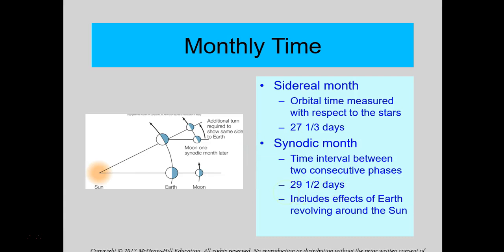thereabouts. You'll notice that the moon will go through its phases about once a month, and then every once in a blue moon, you'll get a full moon twice in a single month.